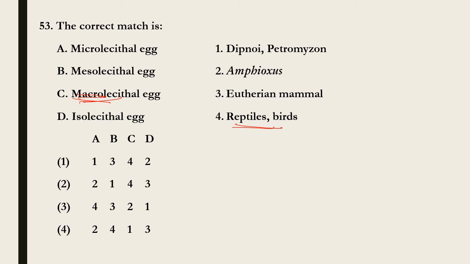Coming to the next matching: microlethal egg, A. We can find microlethal eggs in Amphioxus.